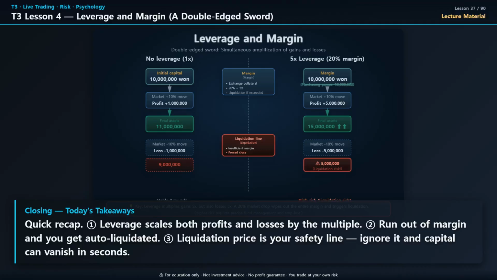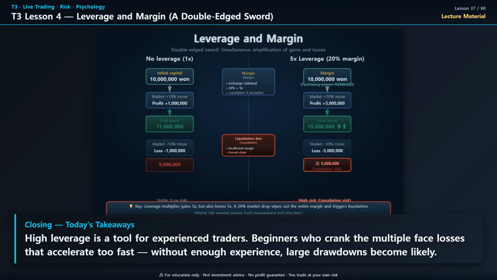Quick recap. Leverage scales both profits and losses by the multiple. Run out of margin and you get auto-liquidated. Liquidation price is your safety line. Ignore it and capital can vanish in seconds. High leverage is a tool for experienced traders. Beginners who crank the multiple face losses that accelerate too fast without enough experience, so large drawdowns become likely.